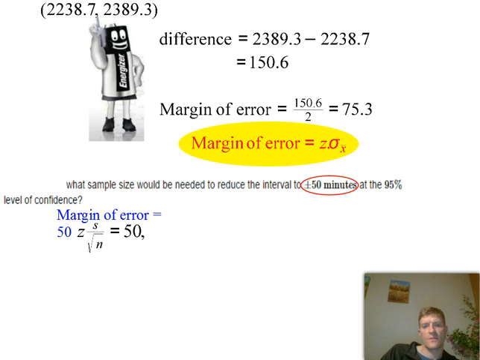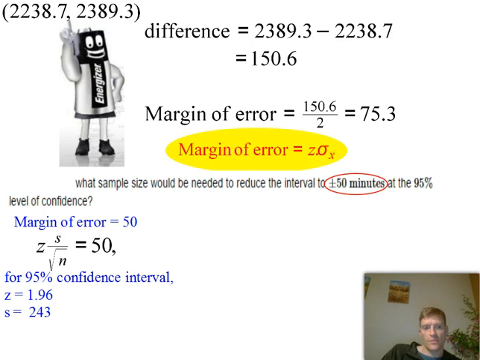That's this quantity. Our margin of error of 50 minutes is equivalent to this formula: z times the standard deviation of the sample mean, s divided by the square root of n, has to equal 50. Our goal here is to substitute in what we have for the 95% confidence level, our z-score, that was 1.96, and our sample standard deviation s from the problem. Those were the statistic values from the previous question.